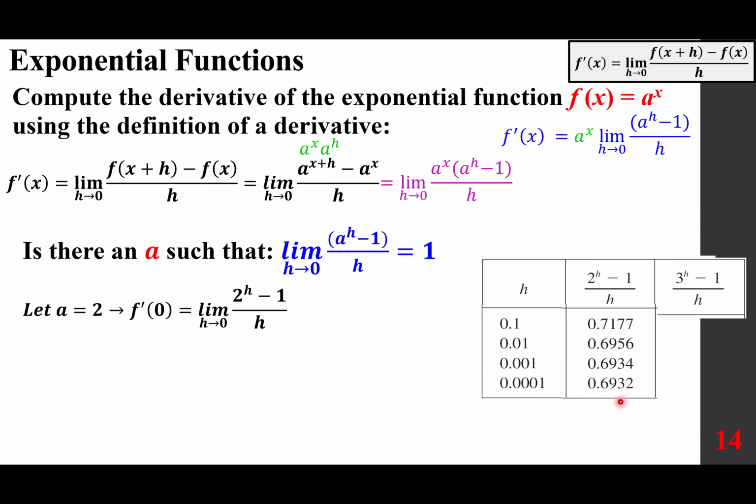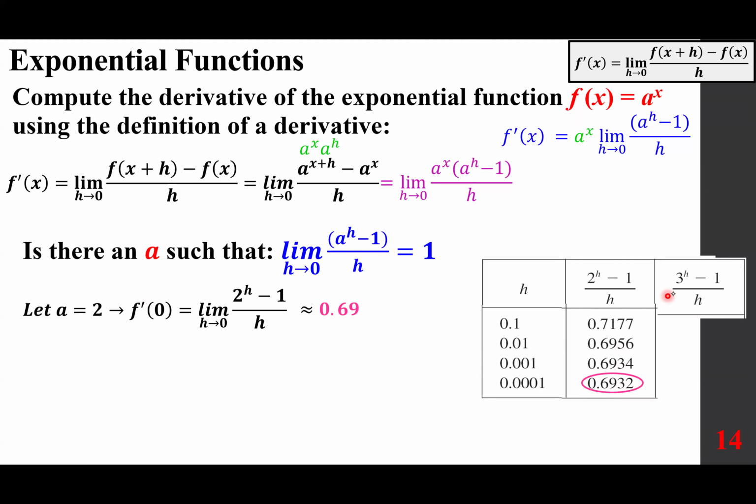You see that according to this, when a is 2, f prime of 0, the limit of 2 to the power of h minus 1 over h as h approaches 0, is 0.69. By the way, one might ask, why f prime of 0? If you replace the x with 0, you get a to the power of 0, which is 1. Okay.